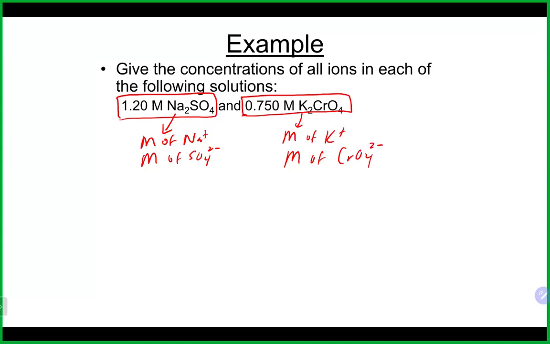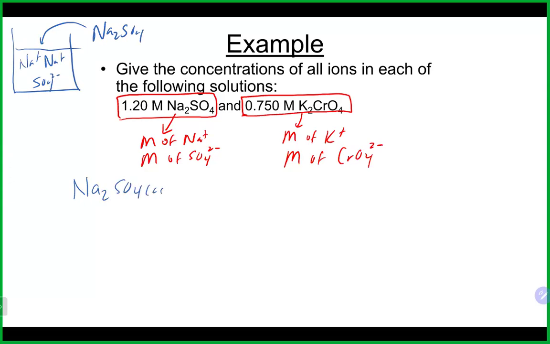Okay, so let's take a look. In each of these cases, you want to think about how it's going to break apart in solution. So if you had a beaker and you tossed some sodium sulfate in there, it is going to break apart into a couple of sodium ions and a sulfate ion. So this guy here would break apart into 2 sodium ions and a sulfate ion there.